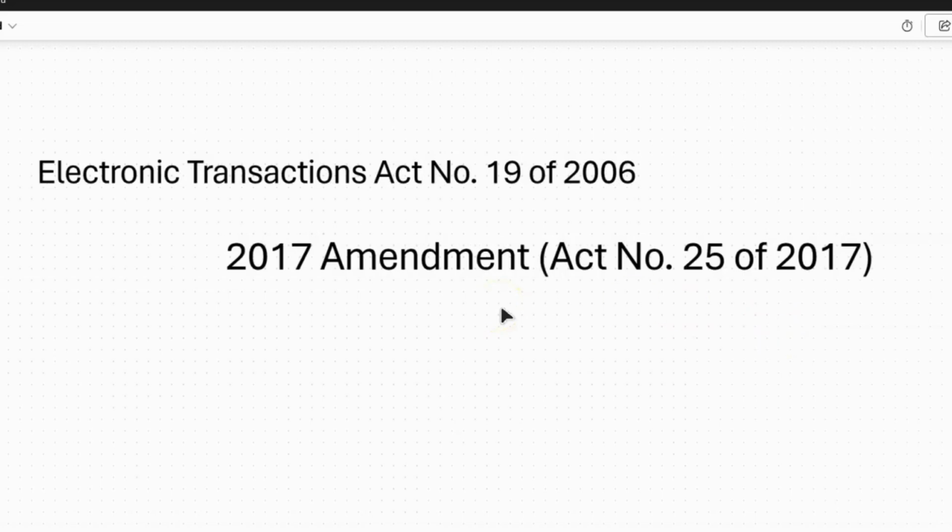The next one, 2017 Amendment, Act number 25 of 2017. Why was it introduced? The first point is improve e-commerce. The second one, match international standards. Third one, align Sri Lanka with the United Nations Convention on the use of electronic communications in international contracts.